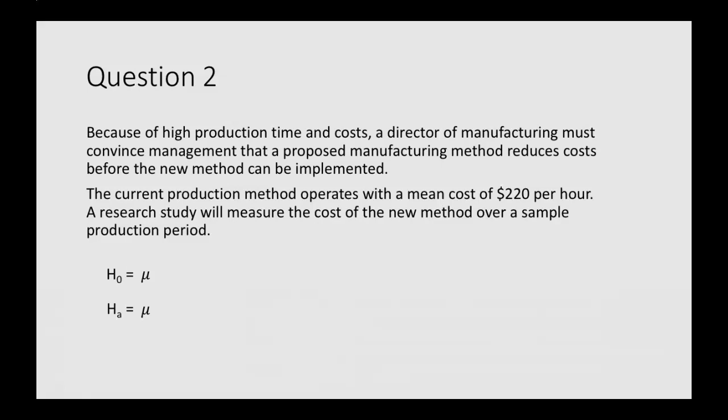So we want to see if our new method is going to decrease the cost, right? So our claim is that mu is less than our cost of $220 per hour. So the opposite of that claim is that our mu is greater than or equal to $220. Right? So since we wanted to show that it's reducing our cost, that was our claim. So which ones are null and which ones are alternative? Well, the null is going to have the equality. The alternative is not. So the alternative is just less than 220. The null is greater than or equal to 220.